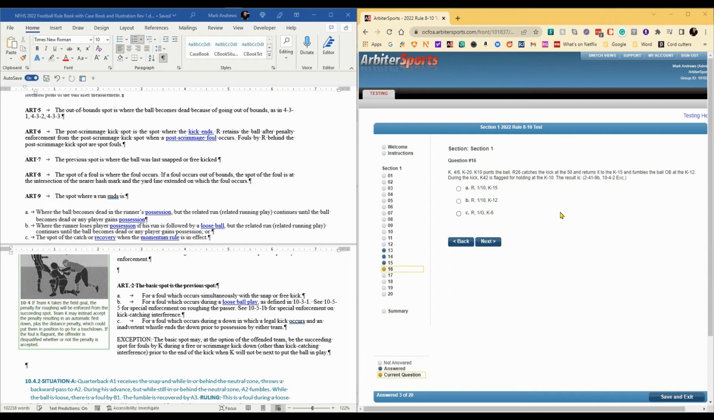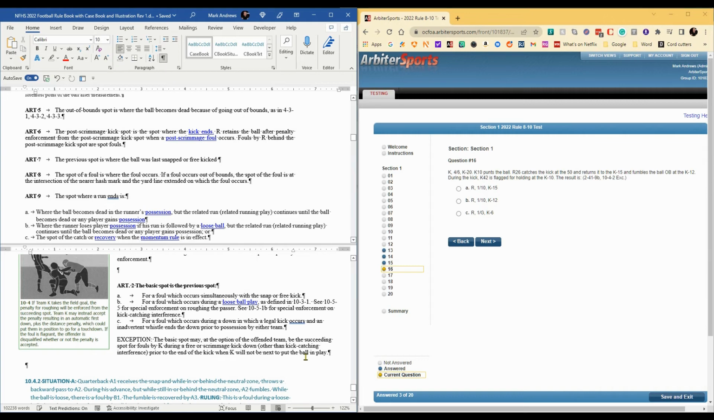And the 10-4-2 exception says the basic spot may, at the option of the offended team, be the succeeding spot for fouls by K during a free or scrimmage kick down other than kick catching interference prior to the end of the kick, when K will not be the next to put the ball in play. So we've satisfied all those criteria. K is not going to be the next one to put the ball in play. It happened during a scrimmage kick, and it's prior to the end of the kick.